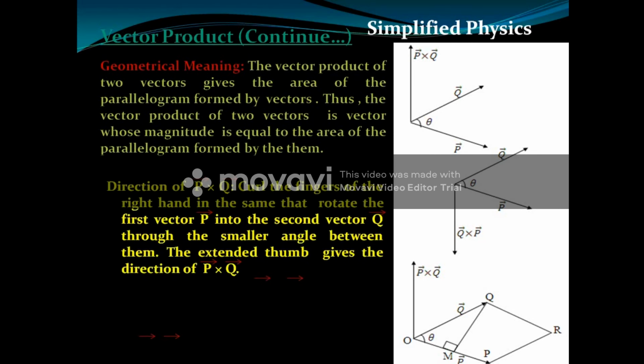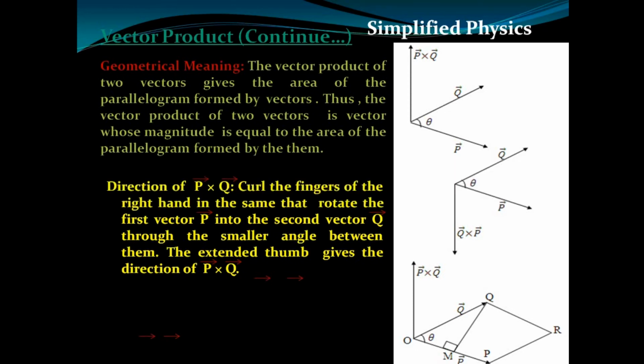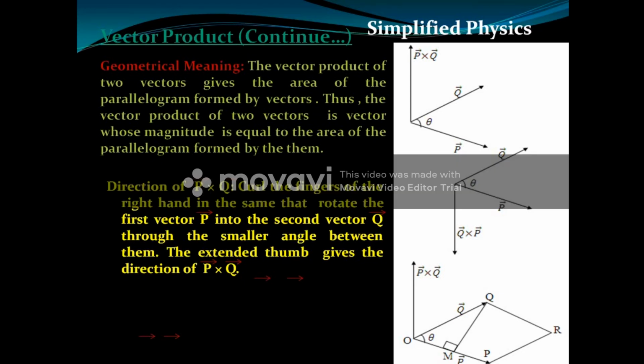The geometrical meaning of vector product: simply, the vector product of two vectors gives the area of the parallelogram formed by the vectors. That means the vector product of two vectors is simply a vector whose magnitude is equal to the area of the parallelogram formed by the vectors.